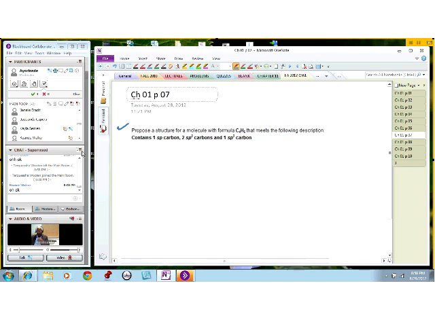Okay. Propose a structure for a molecule with formula C4H6 that meets the following description. Okay, so what they want us to do here is to propose a structure for a molecule that has the formula C4H6. And they say that that molecule has 1 sp hybridized carbon, 2 sp2 hybridized carbon, and 1 sp3 hybridized carbon. Let us do that and then we call it a day.